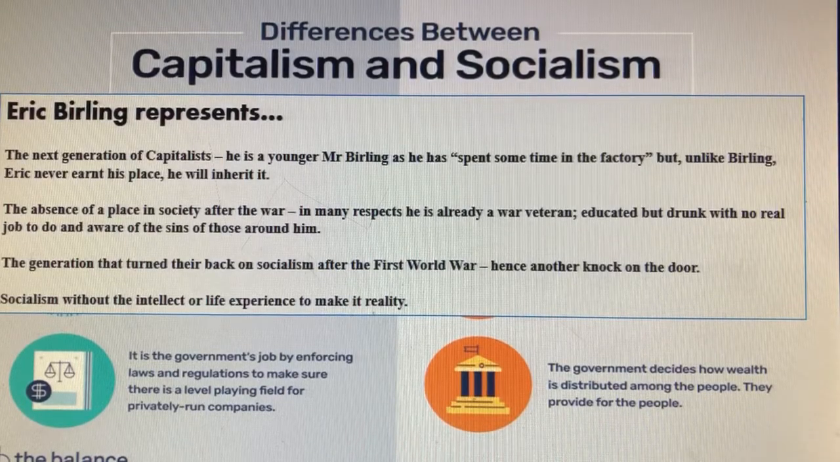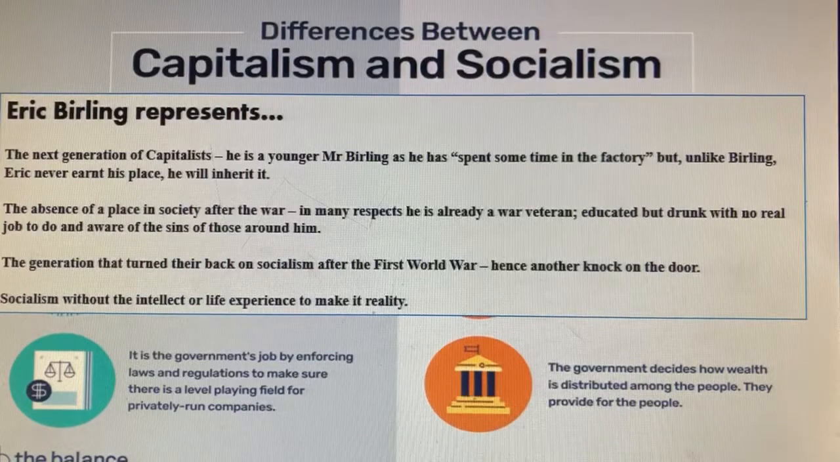In many respects, Eric is already a war veteran, educated but drunk, with no real job to do and aware of the sins of those around him. He also represents the generation that turned their back on socialism after the First World War. Hence, the inspector has to return to the house. He also represents socialism without the intellect or life experience to really make it a reality. He has the dream of everyone being equal, but lacks the skills to make it happen.